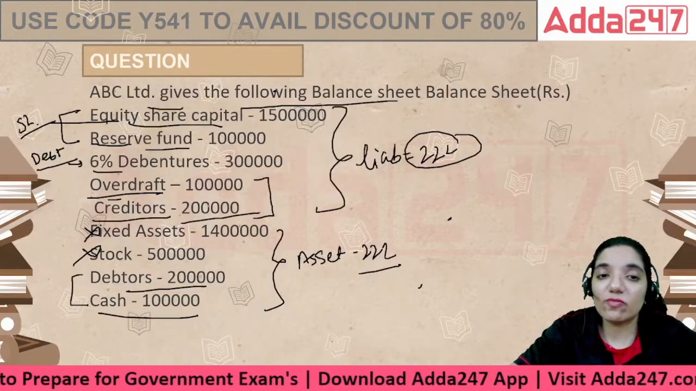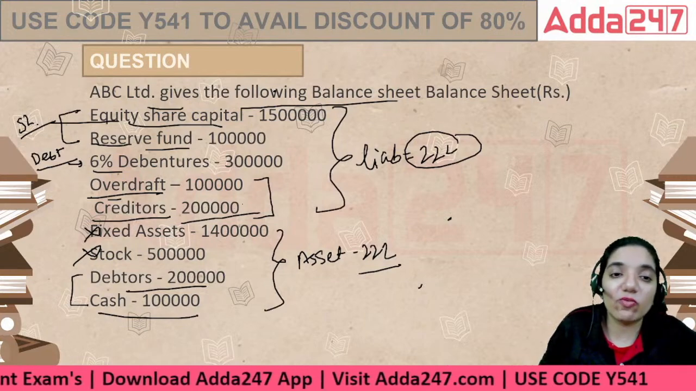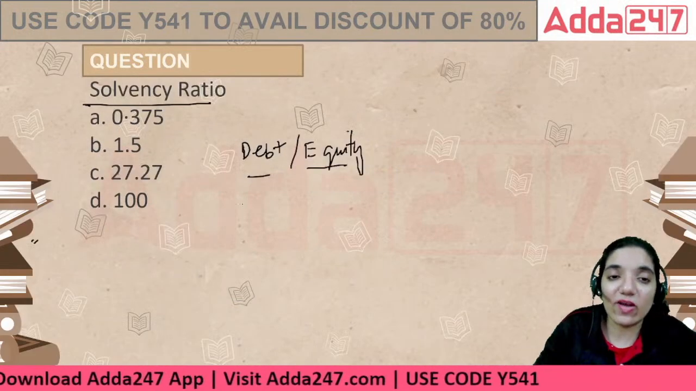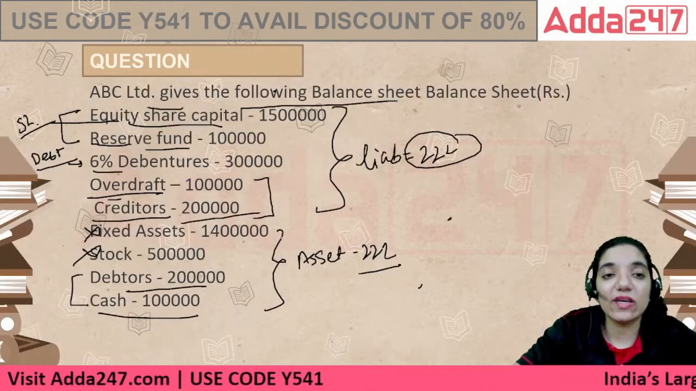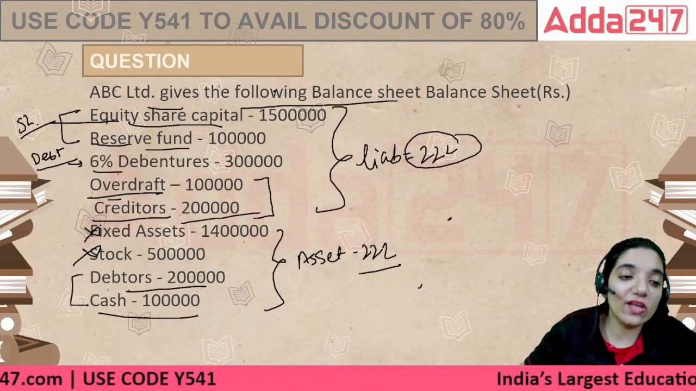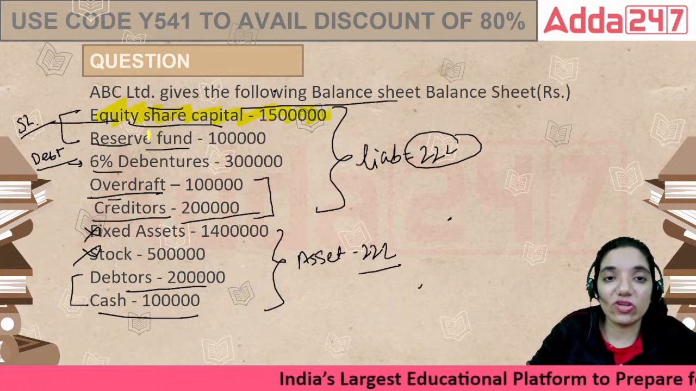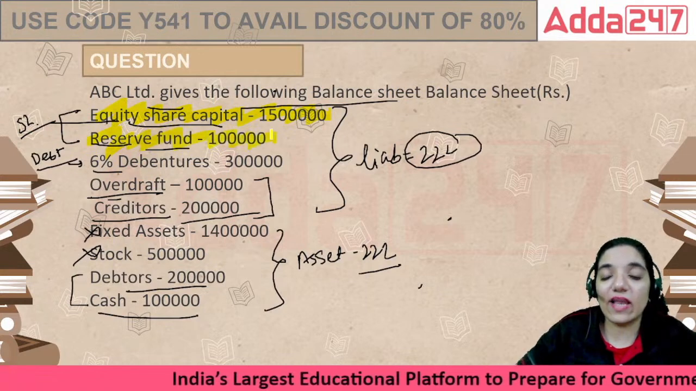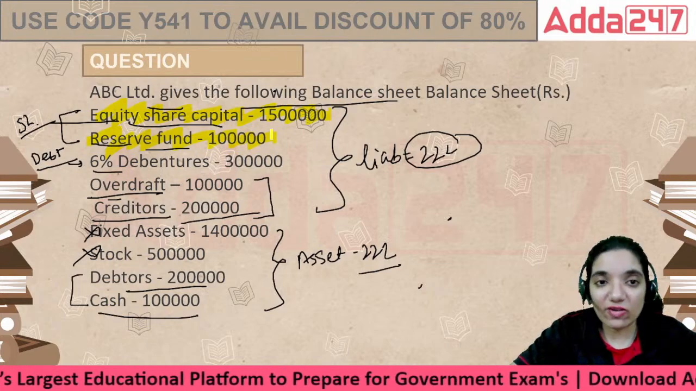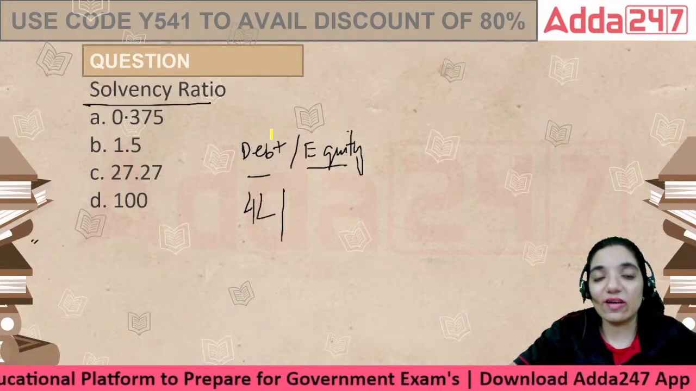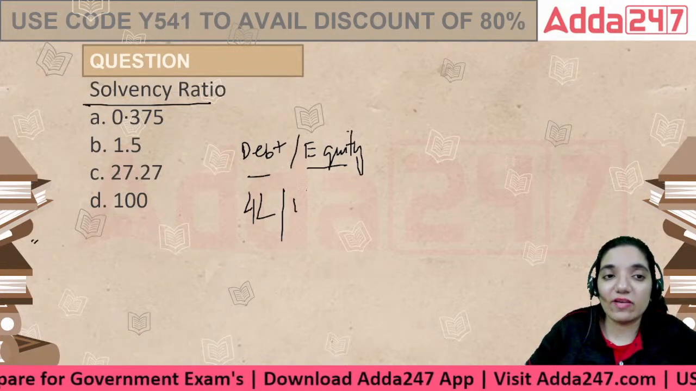The long-term debts here would be 3 lakh plus 1 lakh, because considering the overdraft as long-term, it would be 4 lakh altogether. That is the total debt that you have. That is 4 lakh rupees divided by the amount of equity. Equity means whatever money the owner is investing in the business. It would be 15 lakh, and then we have 1 lakh, that is the reserve fund. Whatever money we didn't take out of the business, that is called 1 lakh rupees. So it would be 1 lakh here. So it would be 4 lakh divided by 16 lakh.